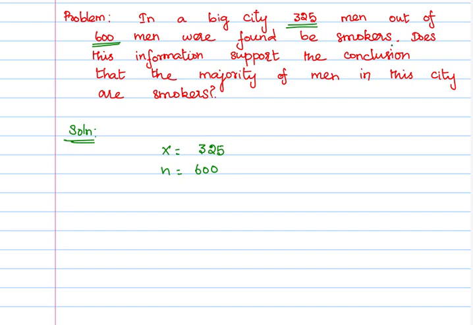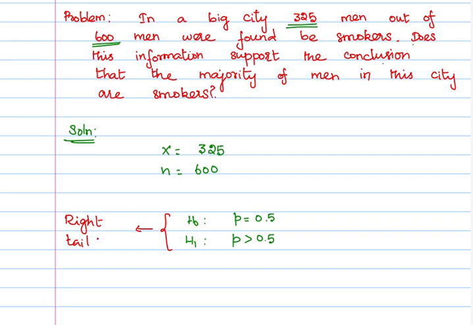Then we are going for the null hypothesis. Does this information support the conclusion that the majority of men in this city are smokers? So my H1 suggests that the proportion is more than half, so p is greater than 0.5. Then what is my H0? In the previous video I already explained that the null hypothesis always has equality. So p equals 0.5. This is a right tail test. Correct? Right tail.